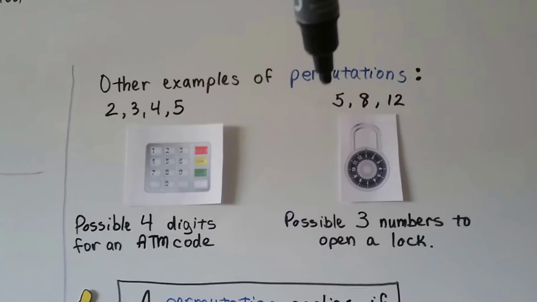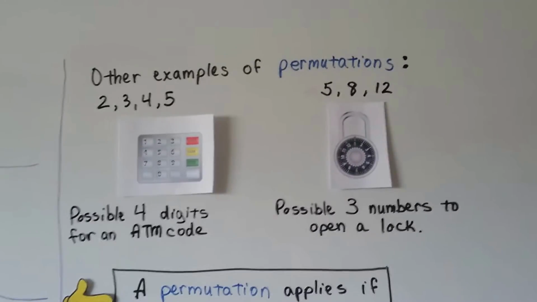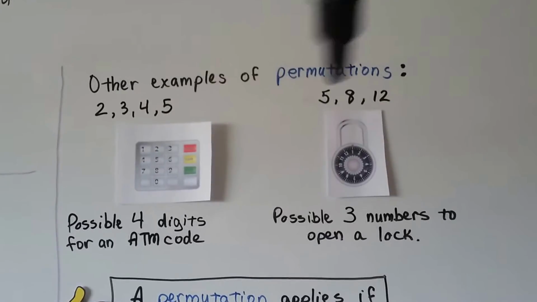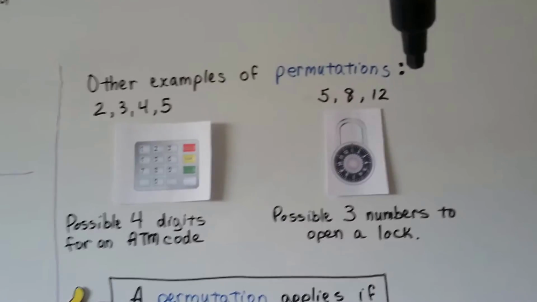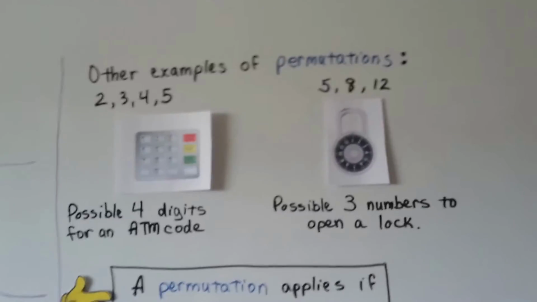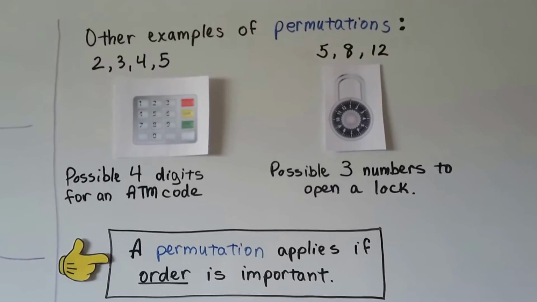If someone said their locker combination was a 5, an 8, and a 12, but not necessarily in that order, how many tries would you have to do before you got the right combination? Well, there's 3 of them here, so we do 3 times 2 times 1. There's 6 different possible ways to enter this to get the right order, see? A permutation applies if order is important.